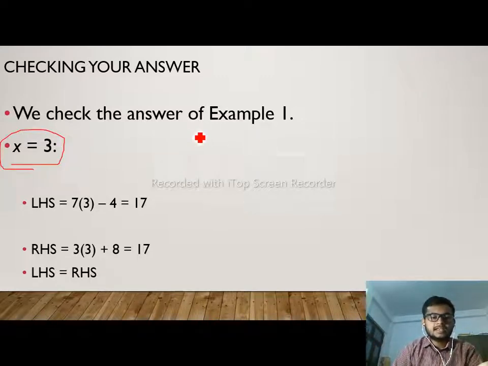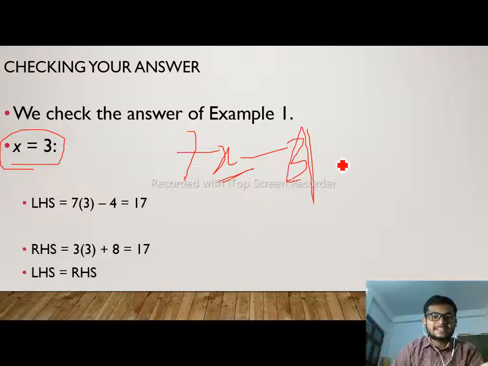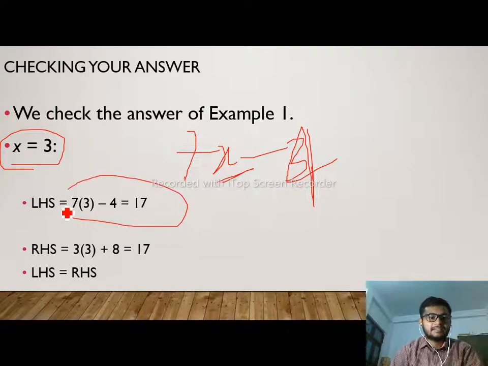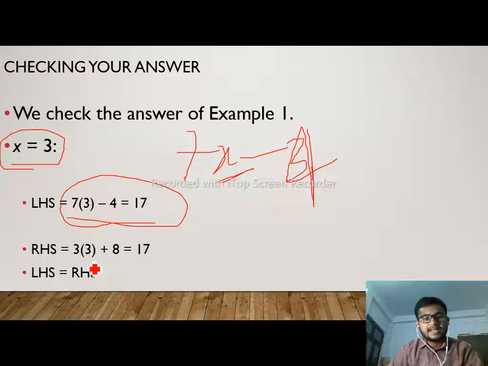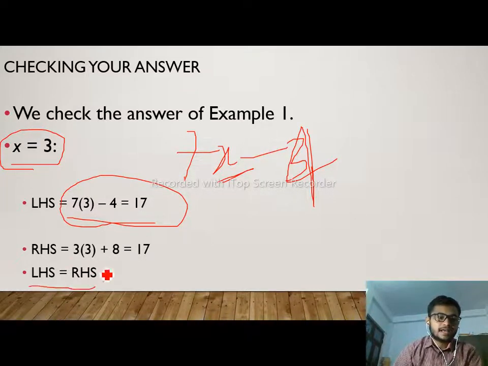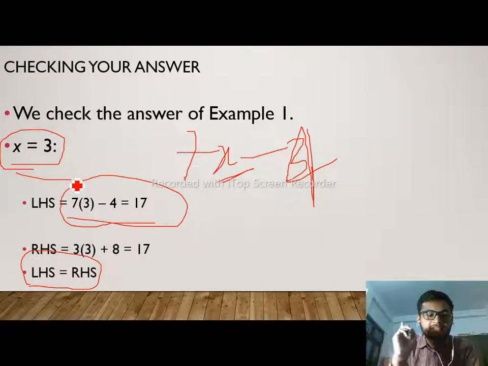So what is LHS? 7x minus 4. Multiplying 3 by 7 we get 21, and 21 minus 4 becomes 17. We get LHS as 17. Then RHS: 3 multiplied by 3 plus 8. 3 threes are 9 and 9 plus 8 equals 17. Then LHS equals RHS, which means our answer x is equal to 3 is correct.